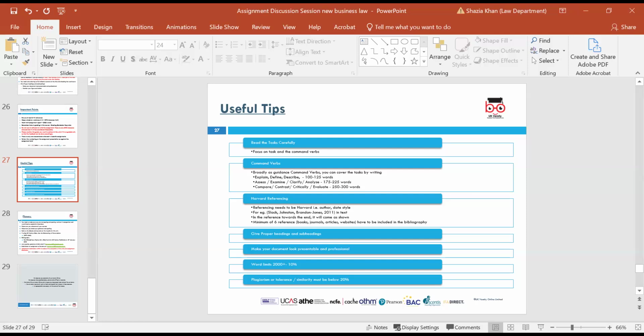Give proper headings and subheadings. Make sure your document looks presentable, as I've mentioned earlier as well, and there's a lot of repetition. The word limit is 3,000 words plus 10%. Plagiarism tolerance below 20%.